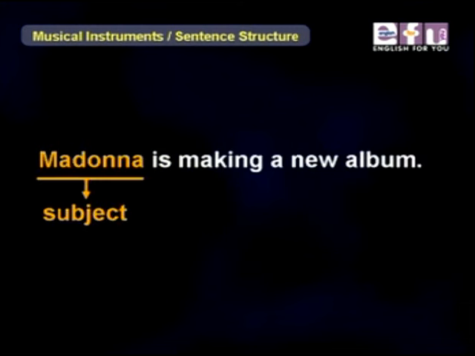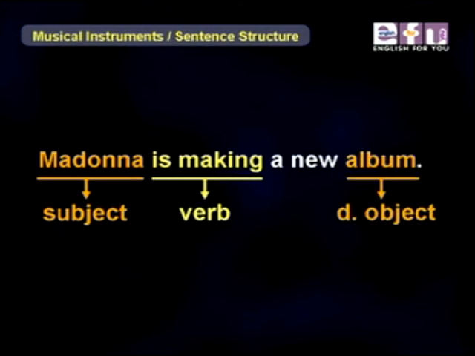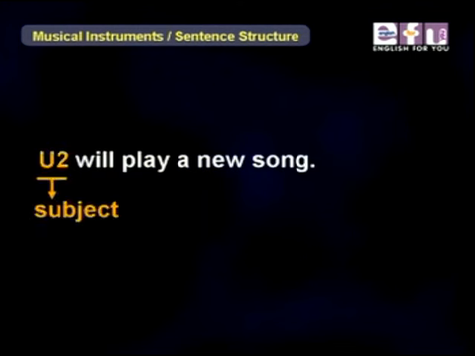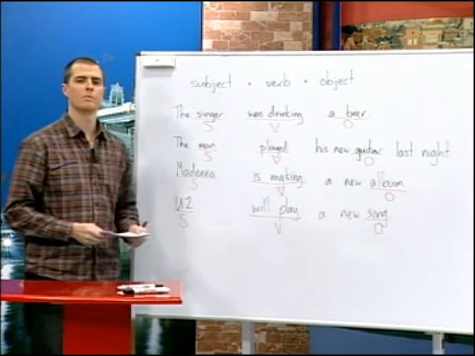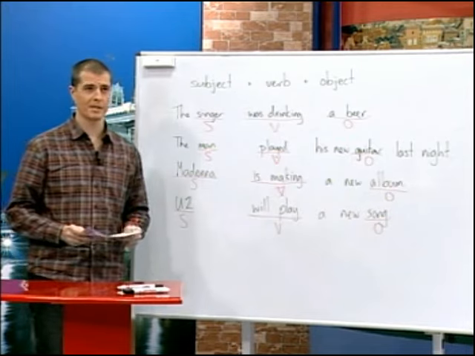Madonna, subject, is making, that's the verb, is making a new album, object. Madonna is making a new album. And you two, subject, will play, verb, a new song, object. You two will play a new song. Well, let's practice these now.